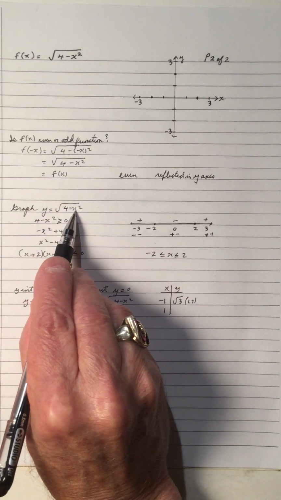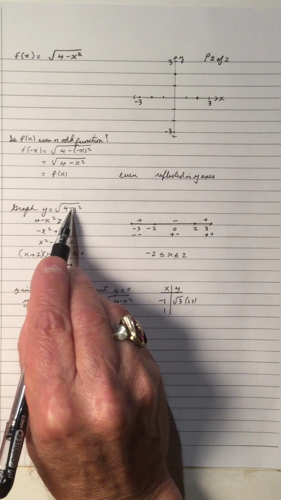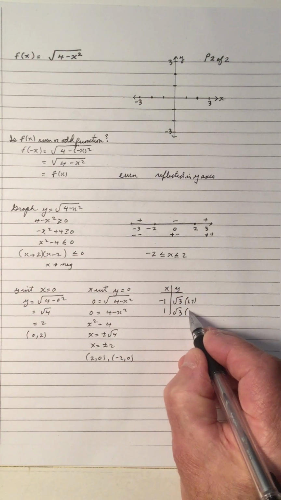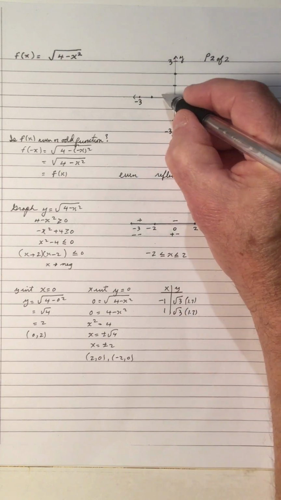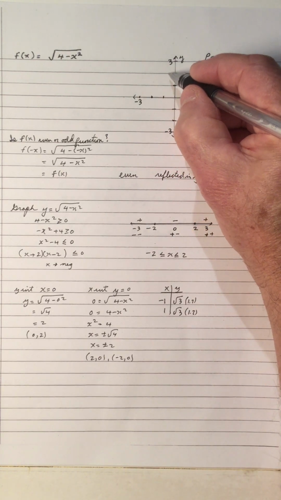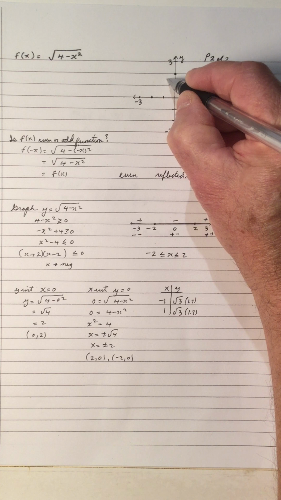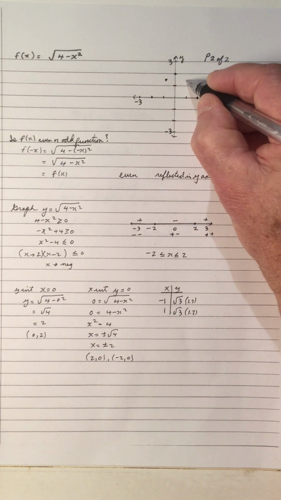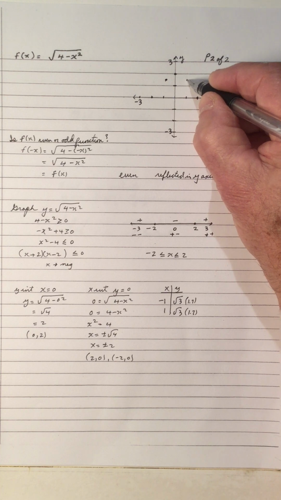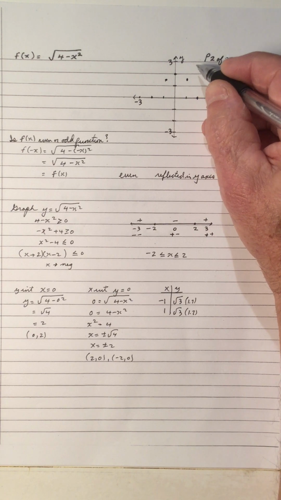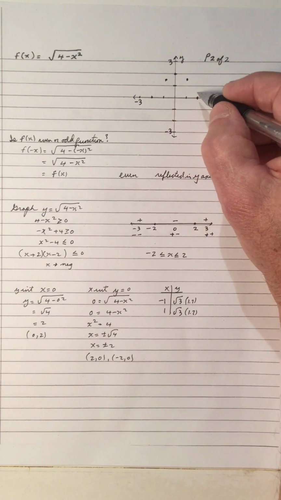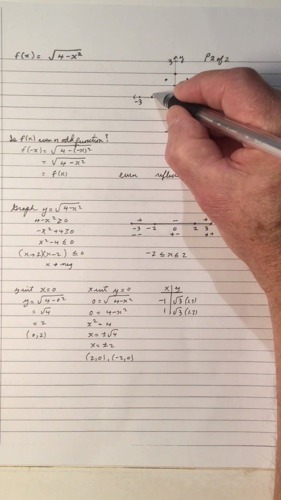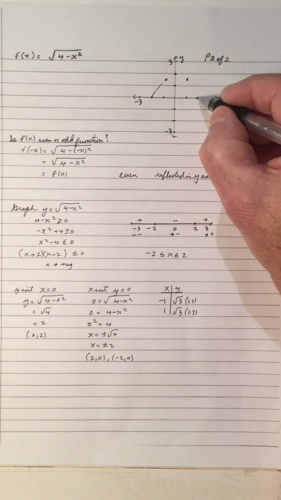Put a 1 in. 1 squared is 1. 4 minus 1 is 3. I get the root 3 again, which is 1.7. So negative 1 gives me root 3, which is roughly 1.7. So let's say about there. And 1 gives me, say, 1.7, roughly. Again, we're getting a shape on the graph, and it looks like it's here, moving here, and so it looks like it's doing this.